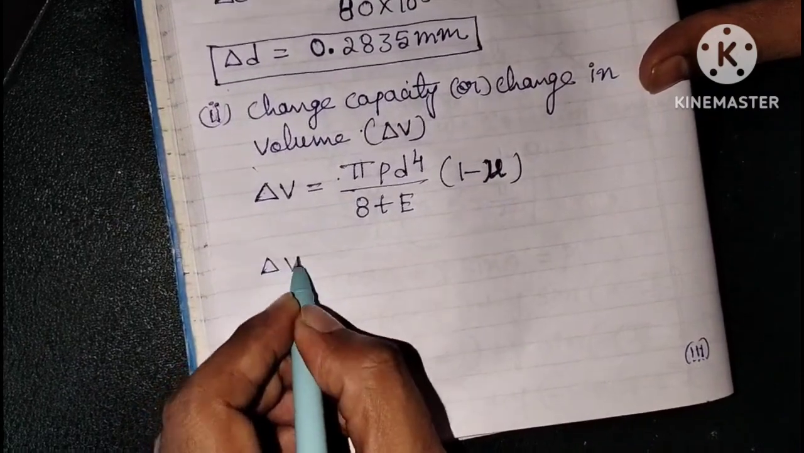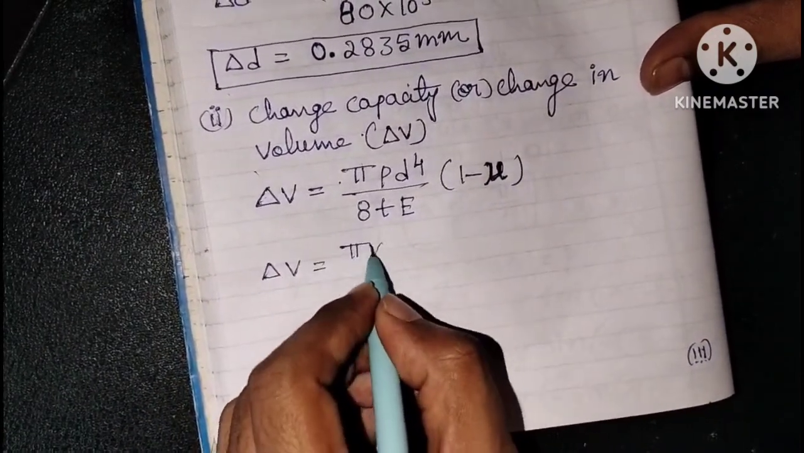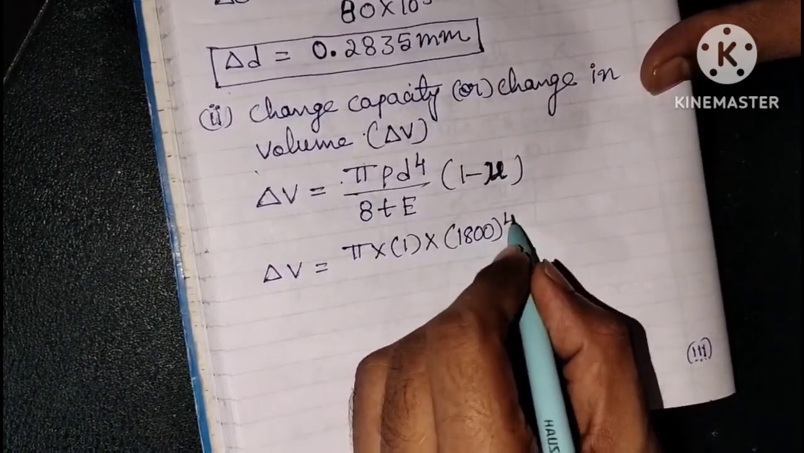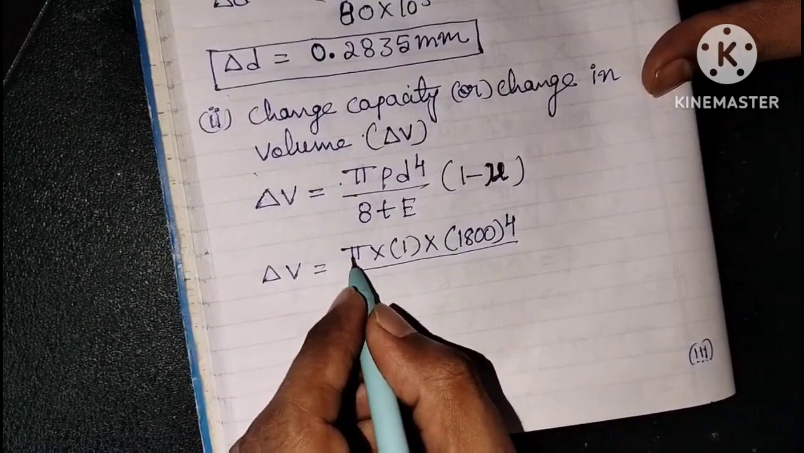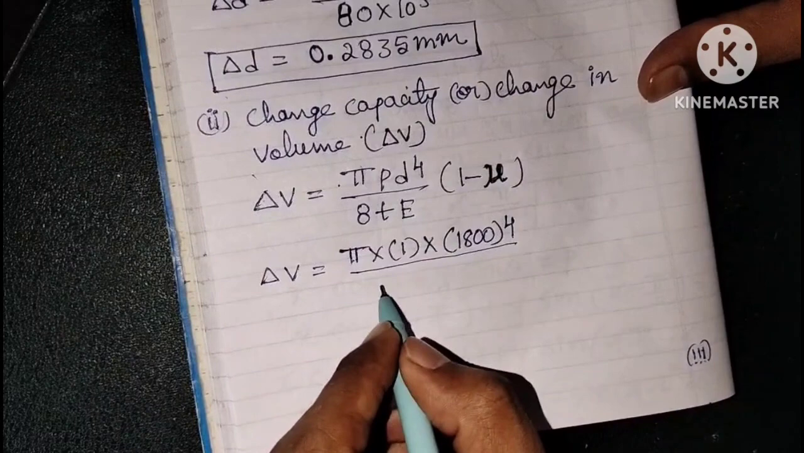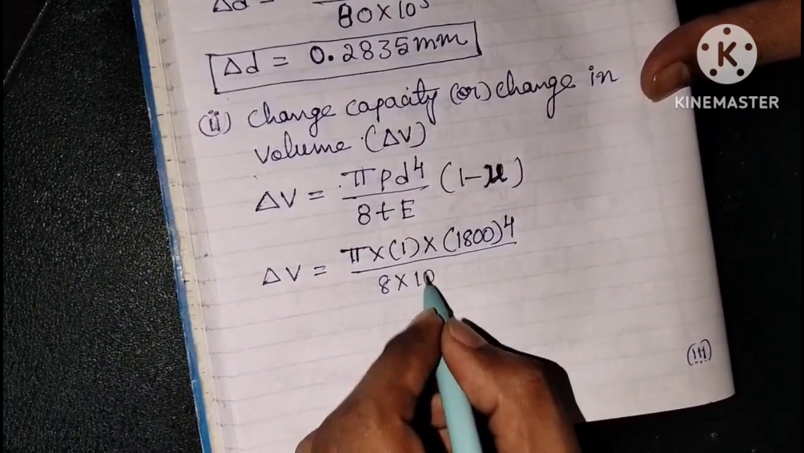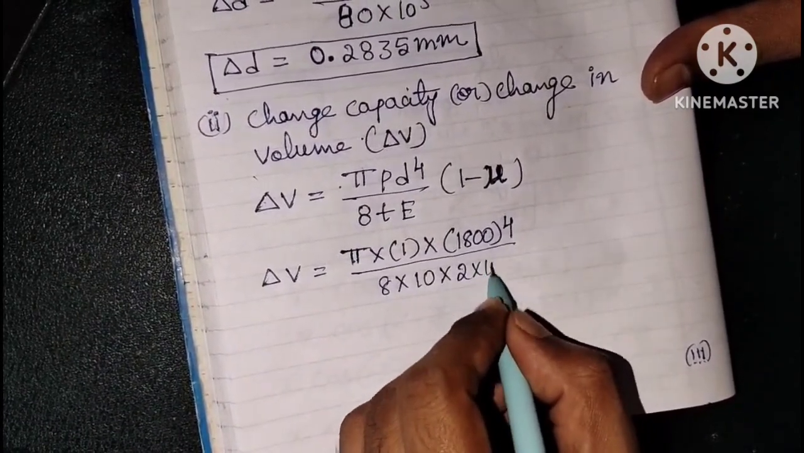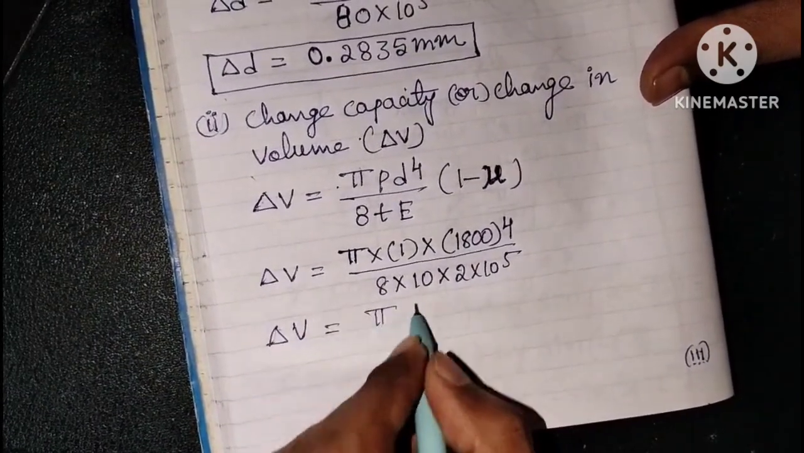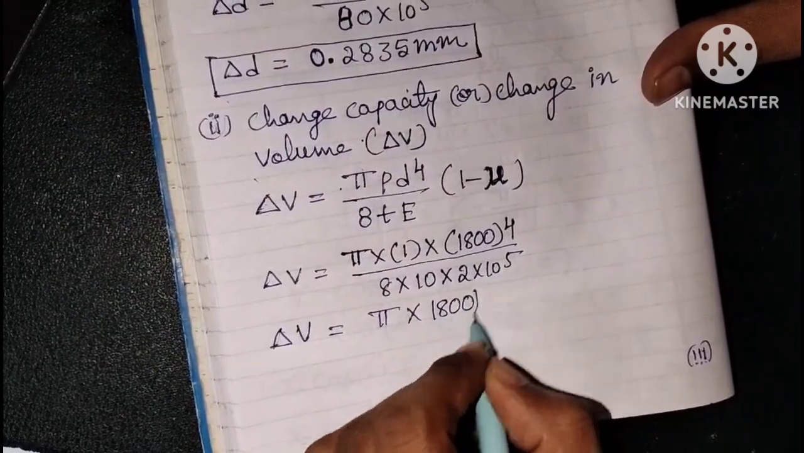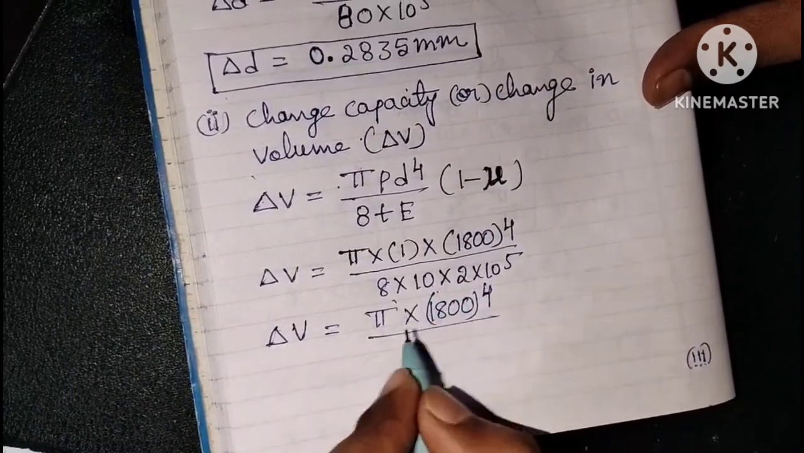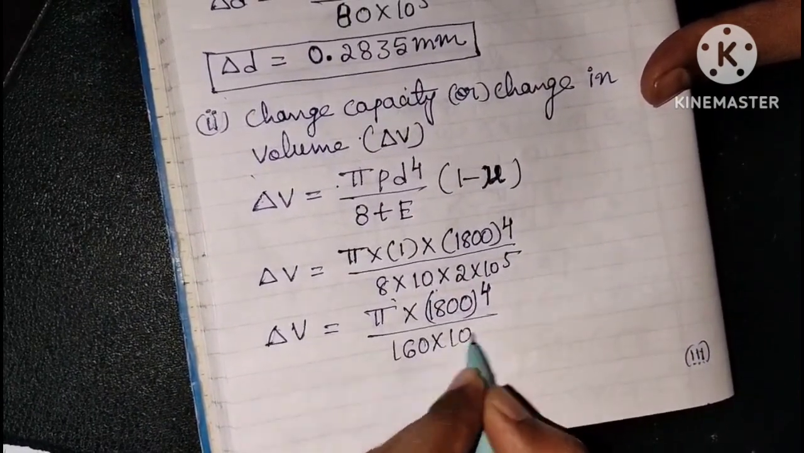Now let us substitute all the values. Here internal pressure is 1 Newton per mm square, D power 4 means 1800 whole power 4. So diameter is 1800 mm, since 1.8 meters means 1800 mm. 8 into thickness, here thickness is 10 mm, into Young's modulus 2 into 10 to the power of 5. So delta V is equal to pi into 1 into 1800 power 4 by 8 tens are 80, 80 twos are 160, 160 into 10 to the power of 5.